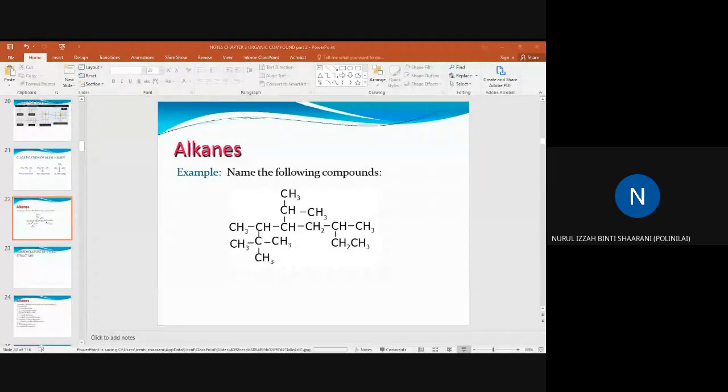Tak nampak medium tu lukisnya. Nampak tak saya share sekarang? Nampak shape tapi tak nampak medium tulis tu. Dari tadi tak nampak ke? Tak, tadi nampak ni. Sekarang? Nampak yang tu je, medium tak ada lukis-lukis. Nanti jap. Saya nak kena buka ni jap. Tunggu jap eh.